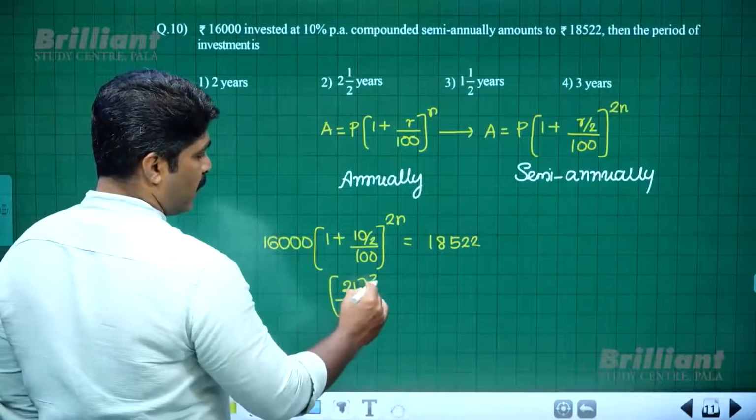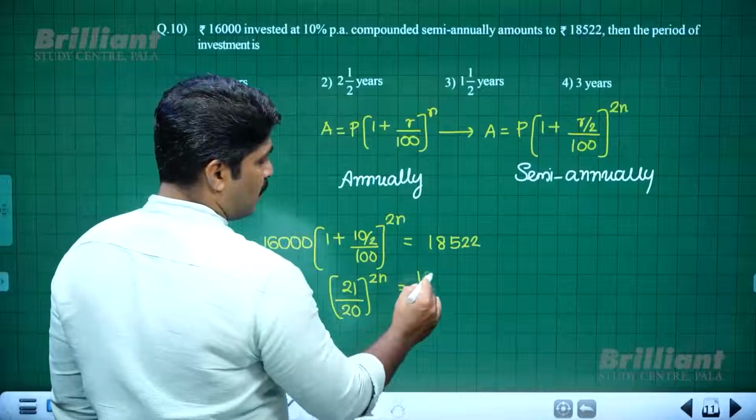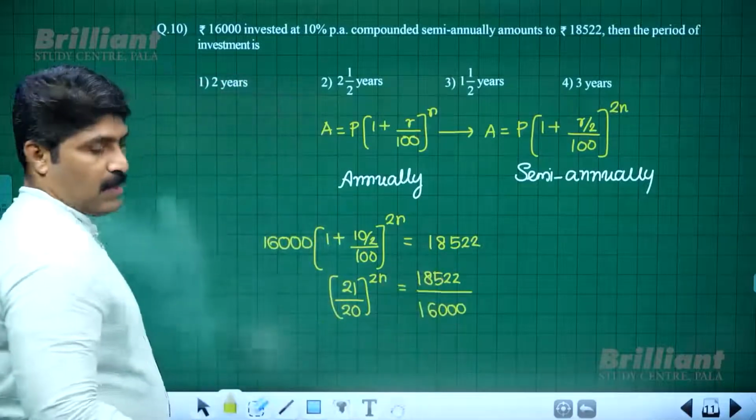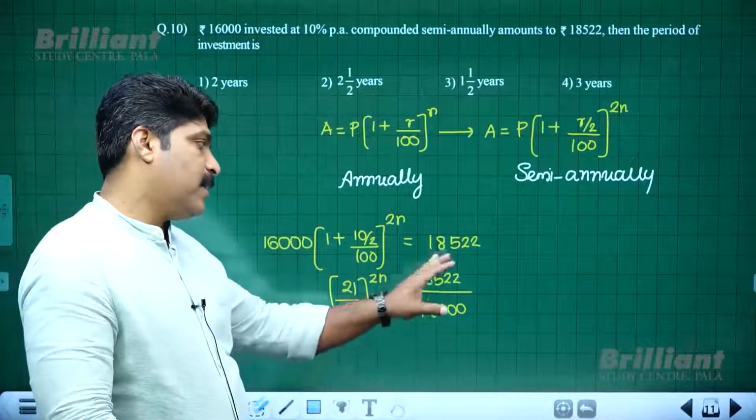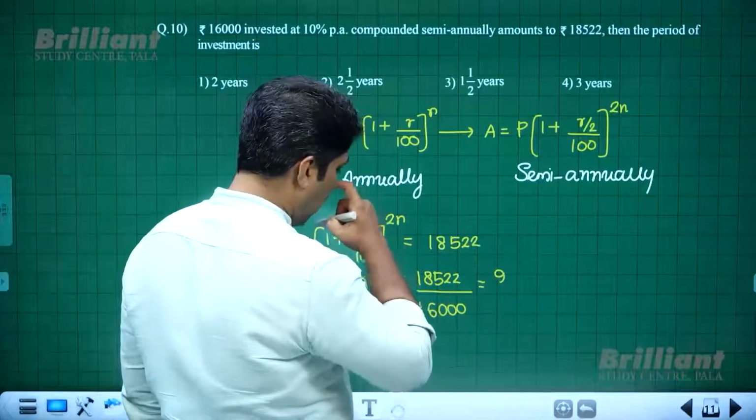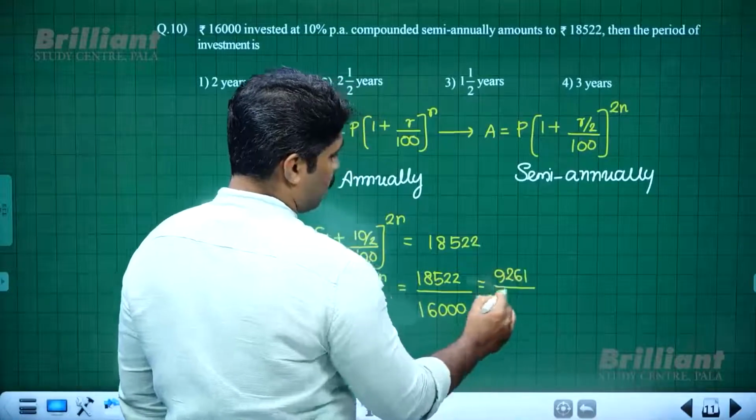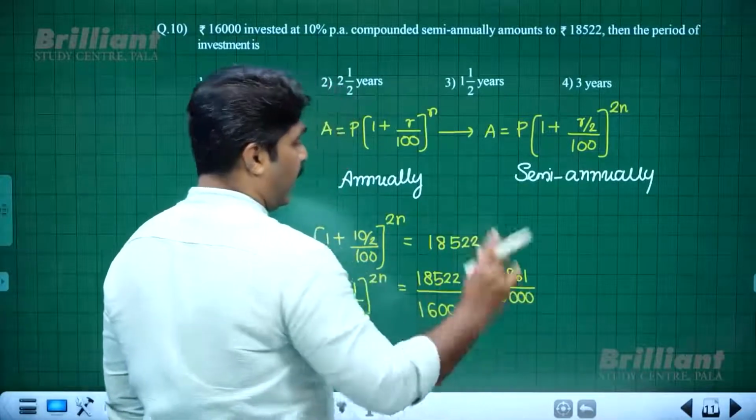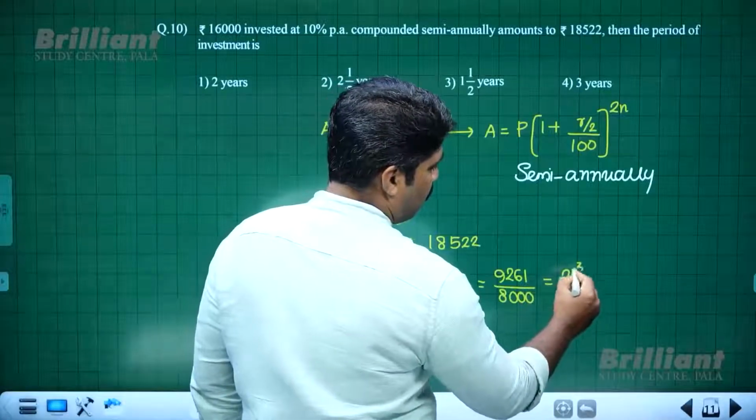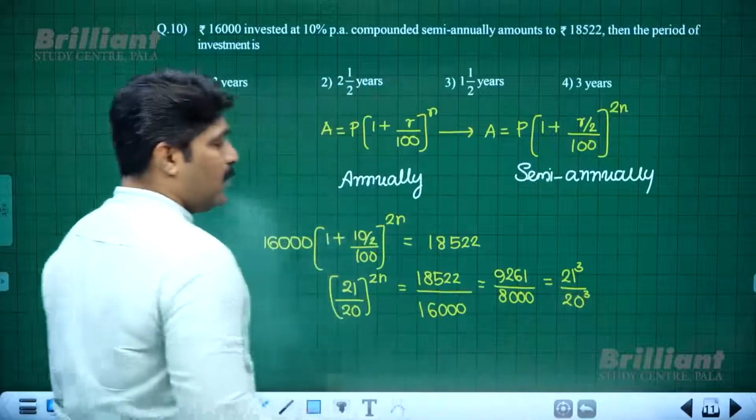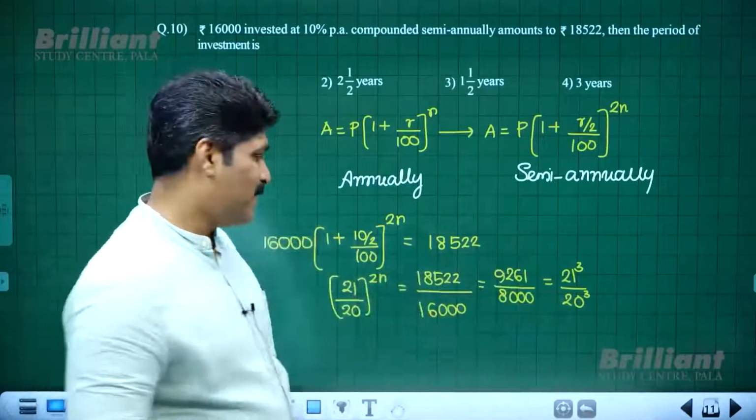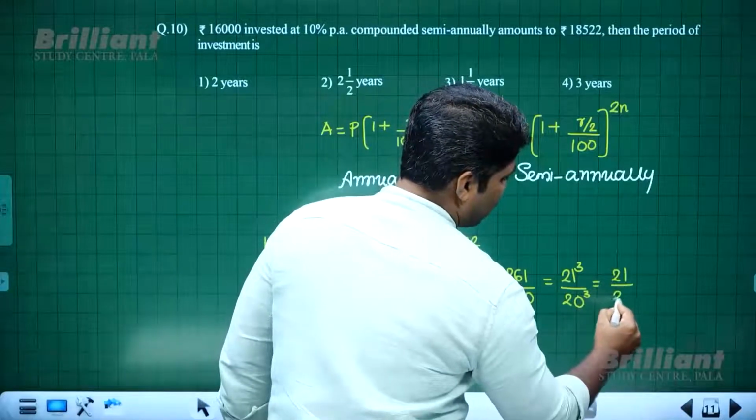The whole raised to 2n is equal to, on the right side, 18,522 divided by 16,000. So we have to consider whether there are any common factors for these two values. We know that both these values are divisible by 2. When we divide by 2, this is 9261 and this is 8,000. While observing this value, we know that this is 21 cube and this is 20 cube. Got it? Just compare these two expressions. This is 21 by 20 the whole raised to 2n and this is 21 by 20 the whole cube. We can take it common, this cube.